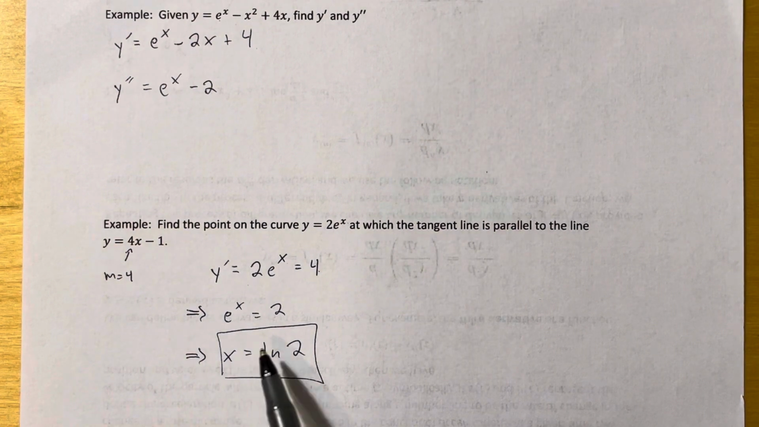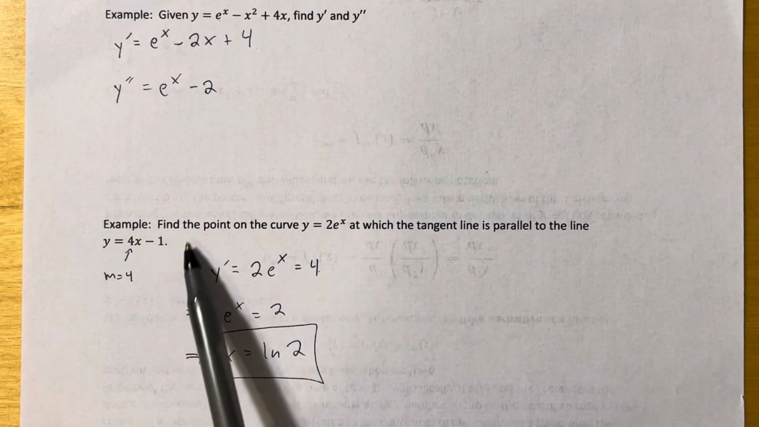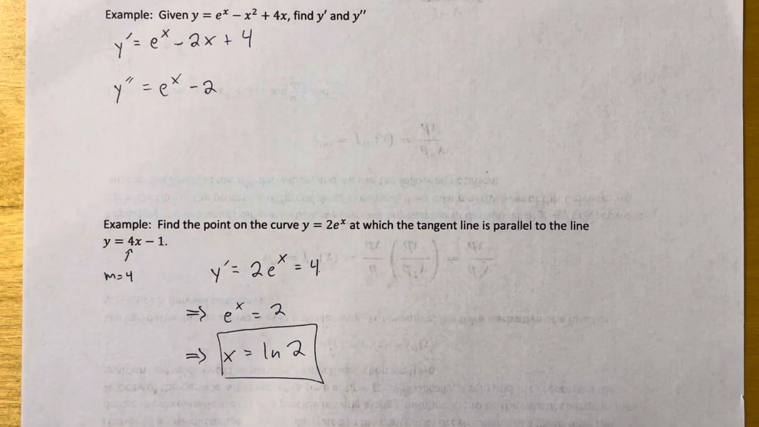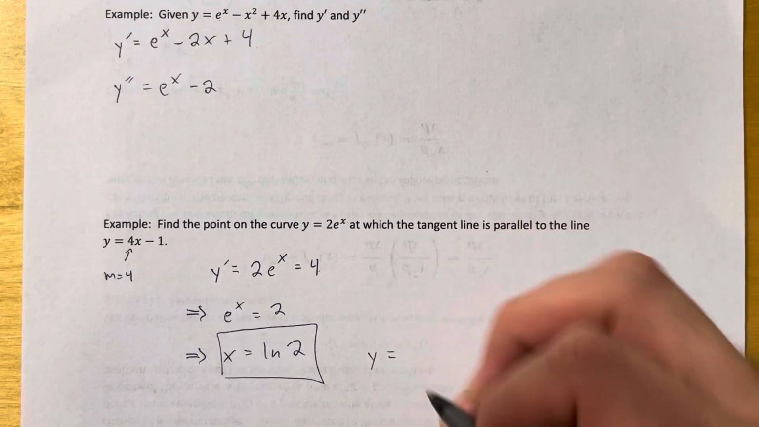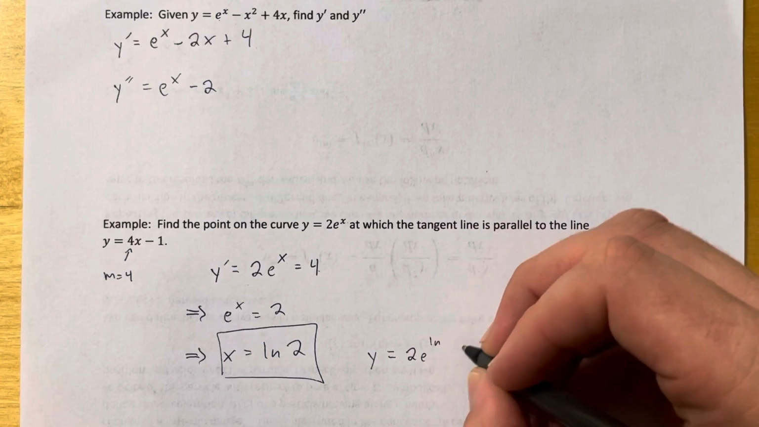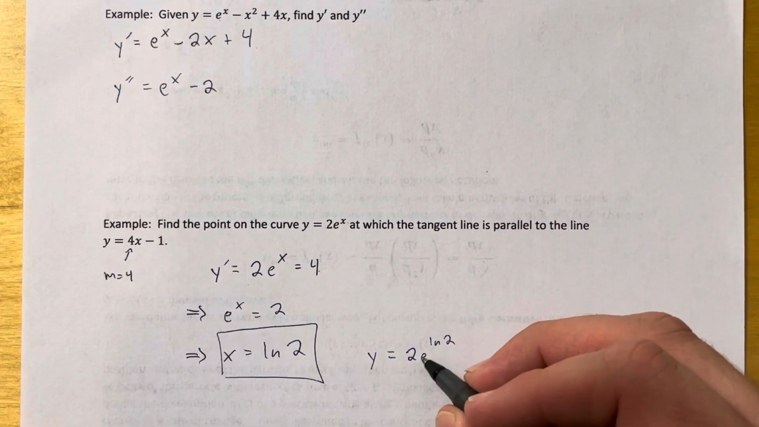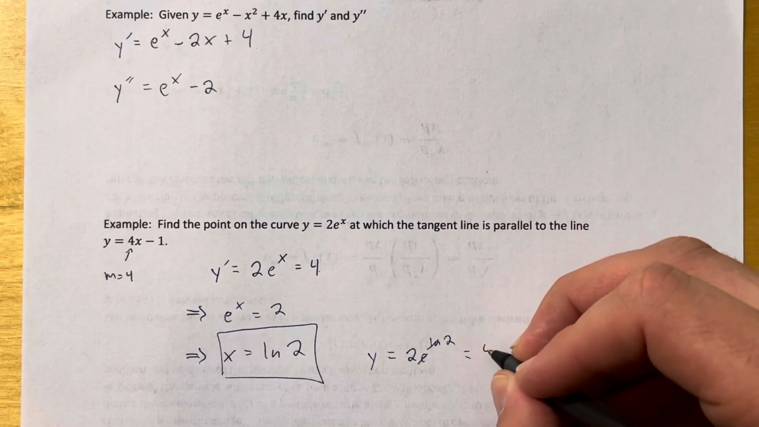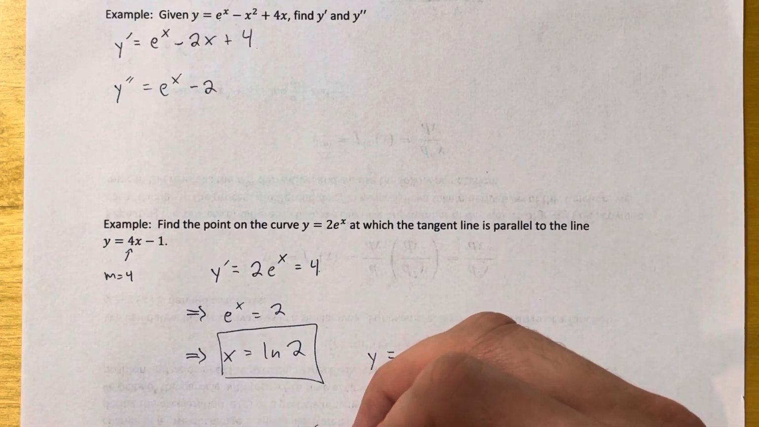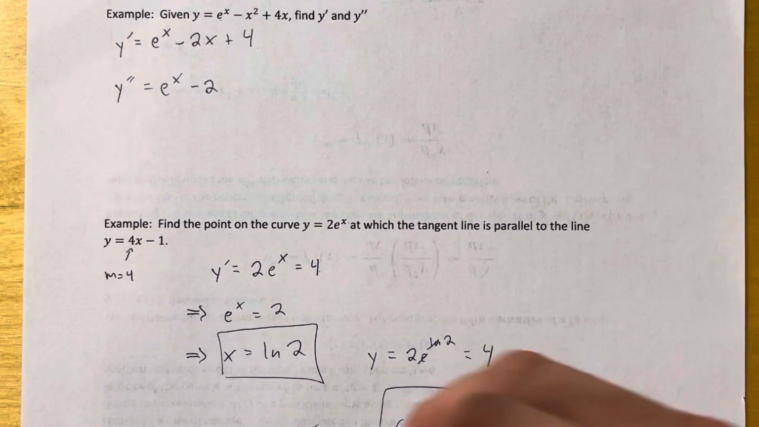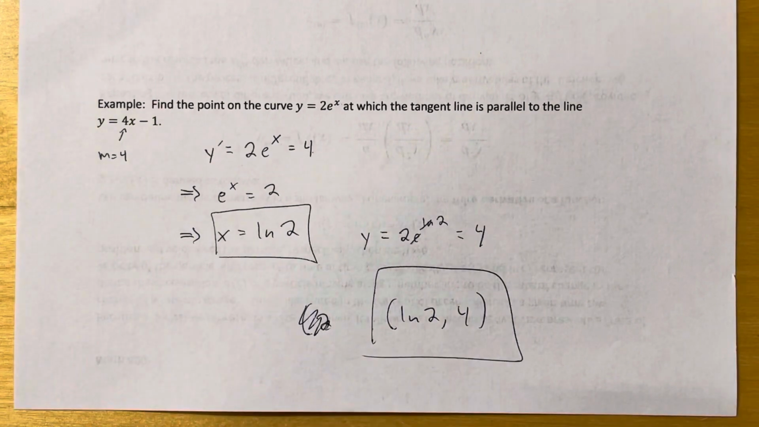Now, I boxed that off, but I should actually be finding the y-coordinate, because it says find the point on that curve. This is just the x-coordinate of that point. So to find y, I would be plugging this into my original function, y equals 2e to the natural log of 2. The natural logarithm and the exponential function are inverses of each other. Those cancel each other out, giving me 2 times 2, which is 4. So actually my answer is, not that, (natural log of 2, 4). That would be the answer. Okay, that's going to wrap up section 3.1.